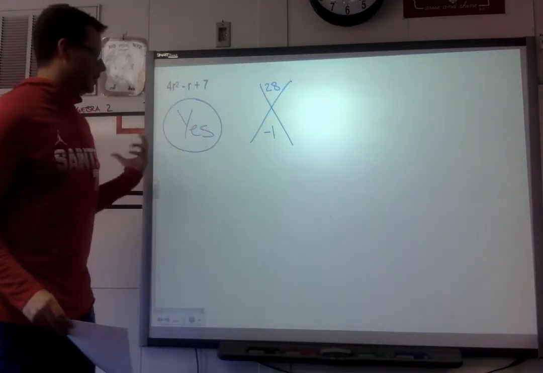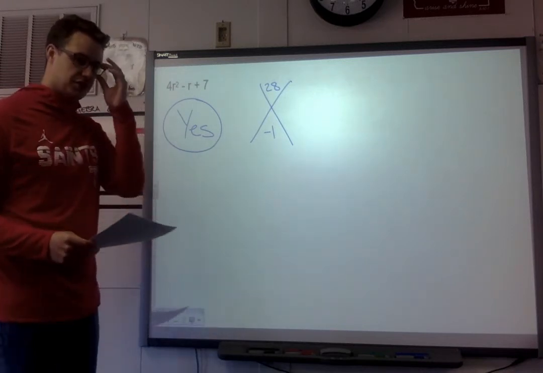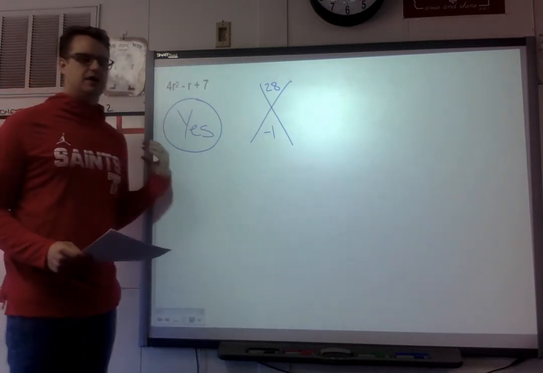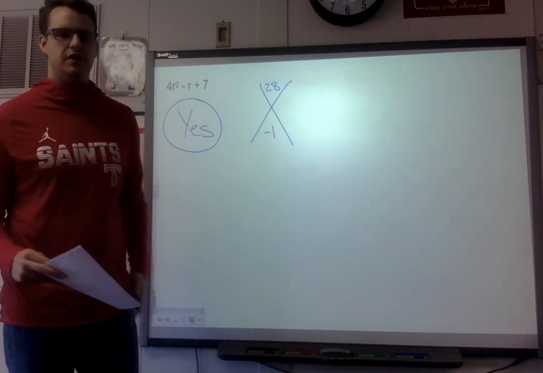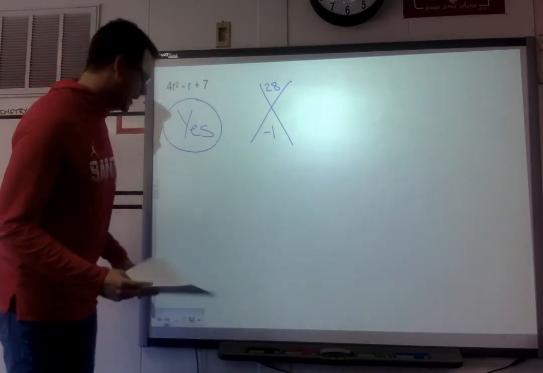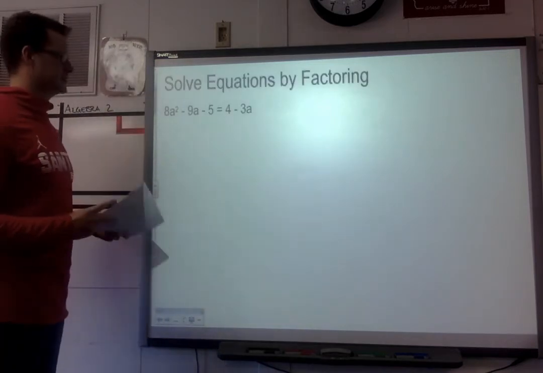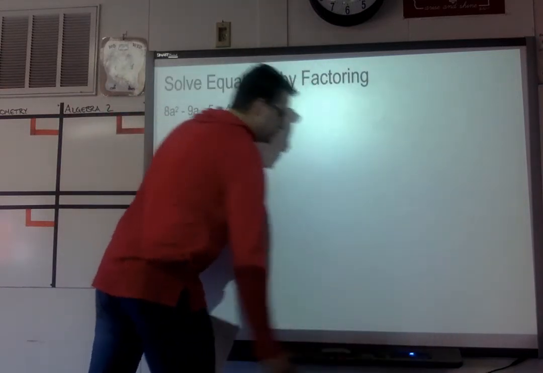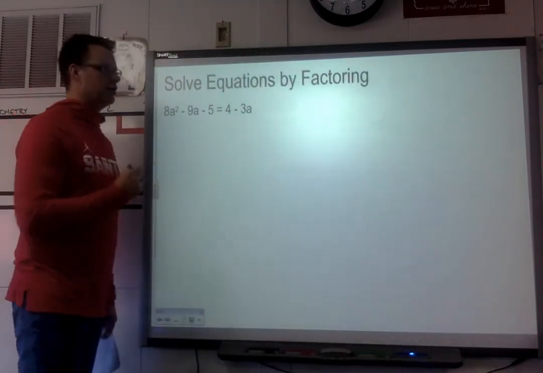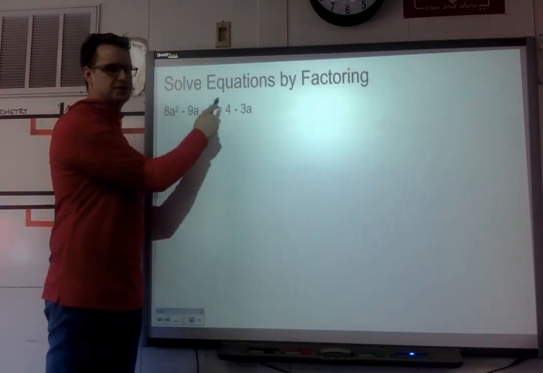So on that last slide, we talked about how to factor the polynomials, come up with those factors. Last time we talked about factoring, we learned how to factor first, then we took it a step further and solved an equation by factoring. So we're going to do the same thing now. We want to solve the equation by factoring. Just like we did on Tuesday, in order to solve by factoring, first we have to have our trinomial set equal to 0.